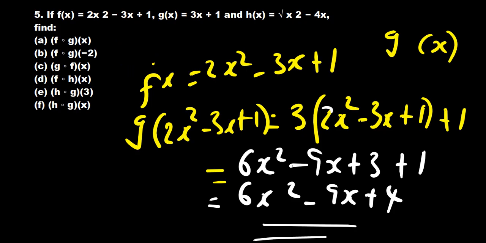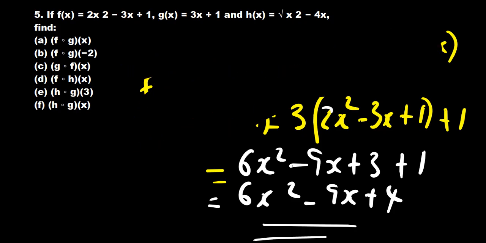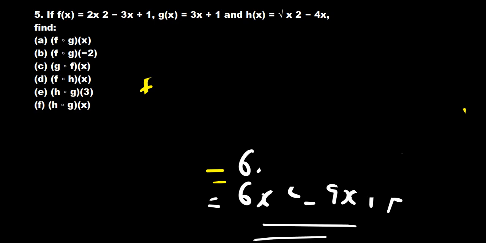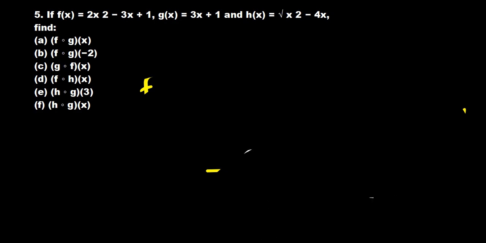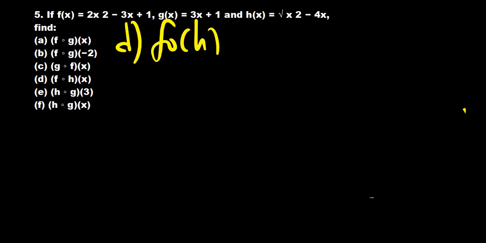Okay, there is also f∘h. We haven't solved anything for h. Let this one be the last one, just for h. So we're trying to find f∘h. This is D. We're trying to find that expression.